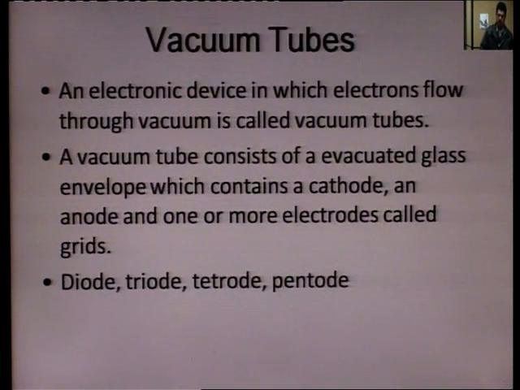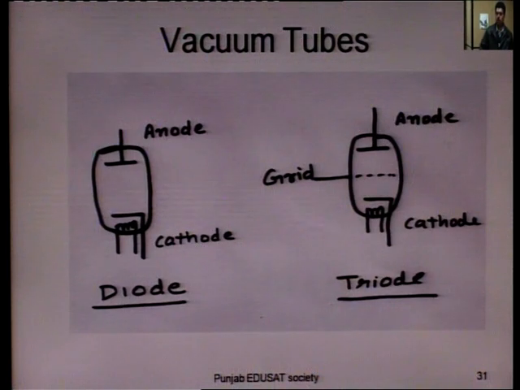Now, vacuum tubes. An electron device in which electrons flow through a vacuum is called a vacuum tube. A vacuum tube consists of an evacuated glass envelope which contains a cathode, an anode and one more electrode called a grid. We have different types of vacuum tubes: diode, triode, tetrode and pentode. The figure shows a diode and a triode.